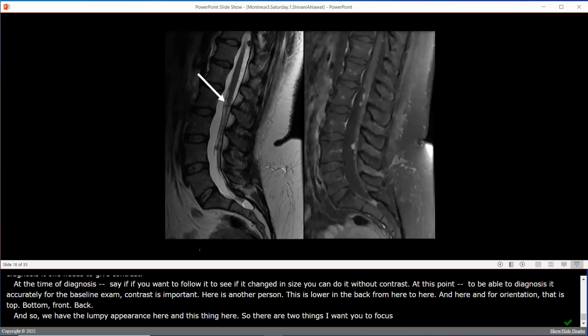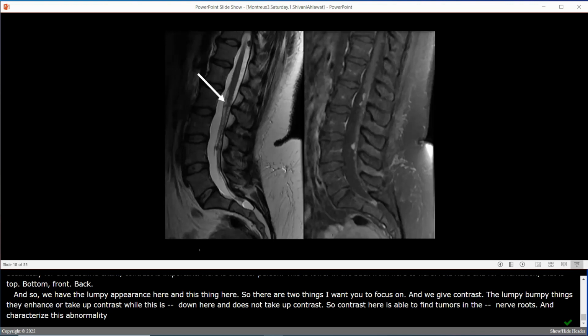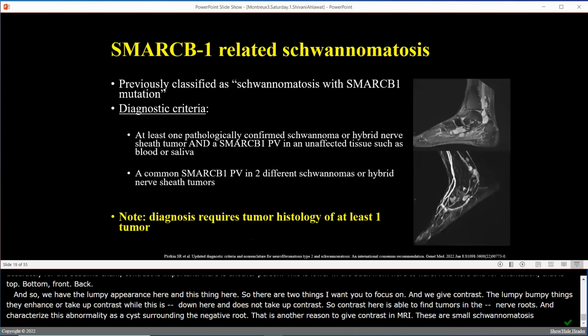And we give contrast, and these lumpy bumpy things, they enhance or take up contrast. While this is down here and does not take up contrast. So contrast here is able to find tumors in the cauda equina nerve roots and characterize this abnormality as a cyst surrounding the nerve root. That's another reason we would give contrast in MRI. So these are small schwannomas, and they're able to fulfill additional minor criteria.